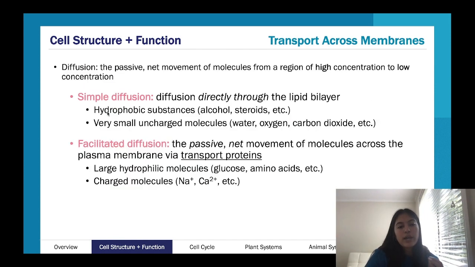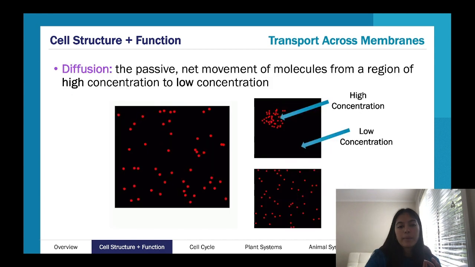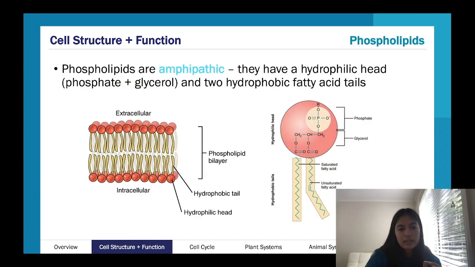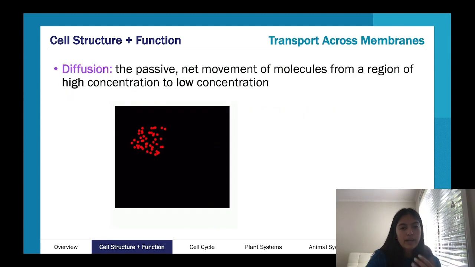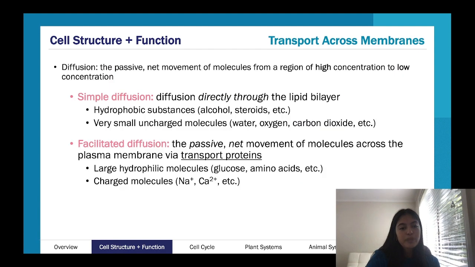Okay, so we also have facilitated diffusion. When we refer to simple diffusion, it's basically what you think of when you think of general diffusion. In terms of the plasma membrane, it's molecules moving straight across that lipid bilayer. Remember, sorry to flip back and forth, the inside of the bilayer is hydrophobic. The tails repel water, whereas the outside is hydrophilic. So just keep that in mind as we go through transport.